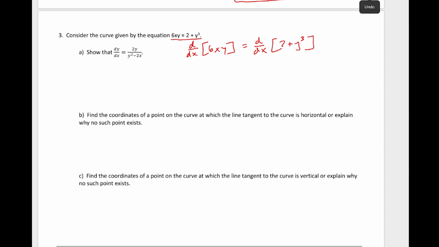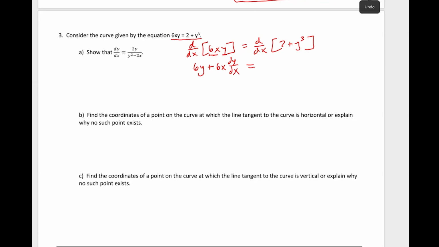So for the first one, we're going to have to use the product rule. So our two functions here will be 6x and y. Derivative of 6x is just 6. So you have 6 times y plus 6x times the derivative of y with respect to x. That's our dy dx.